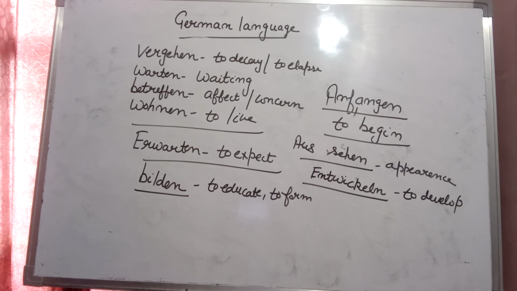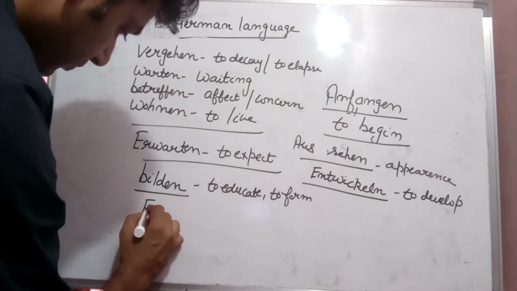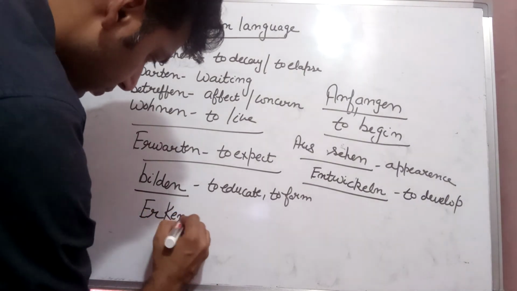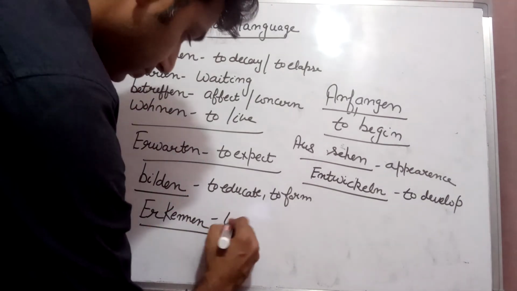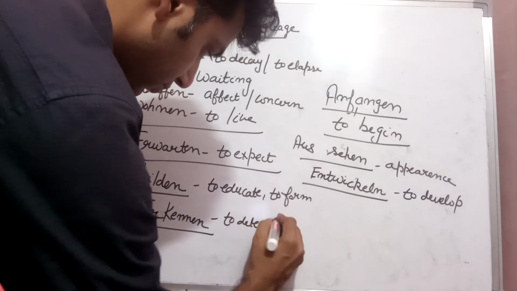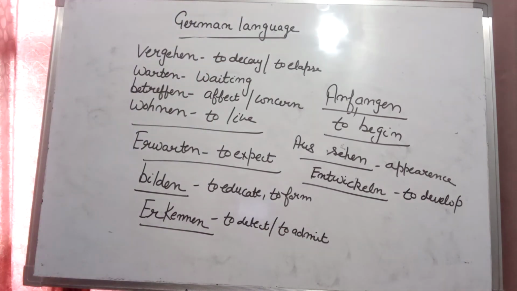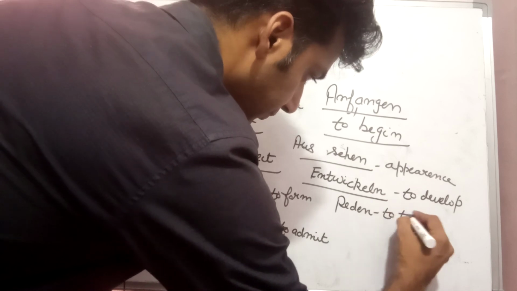Like the next verb we have is erkennen. Erkennen is to detect. I'm writing over here. We have erkennen, that is to detect, to admit. Okay, so the next word we have is reden. Reden is to talk.